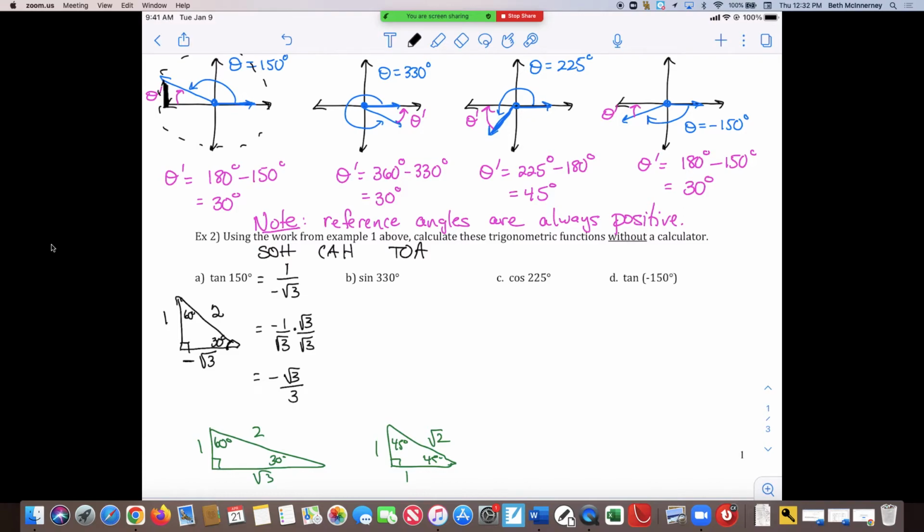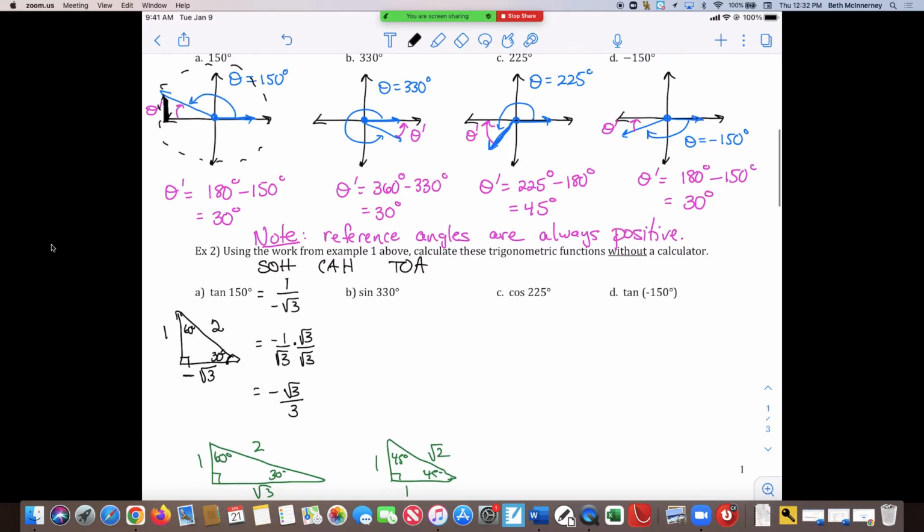So now let's look at letter B. Here's my 330 degrees. And maybe this time, let me put it back on the coordinate grid. Maybe this will make a little bit more sense if I do it like this. Do you remember that the reference angle was 30? So I'm just using from directly above this. So we made our sketch.